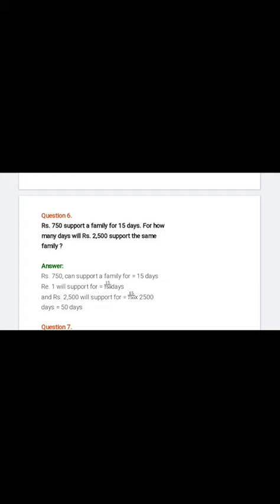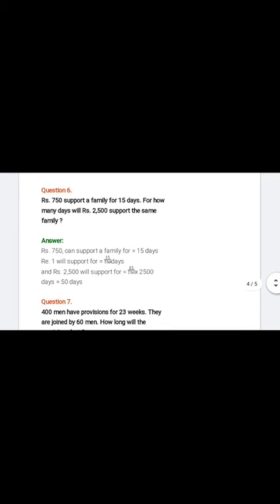Rupees 750 support a family for 15 days. For how many days will rupees 2500 support the same family? Okay, so rupees 750 can support the family for 15 days.